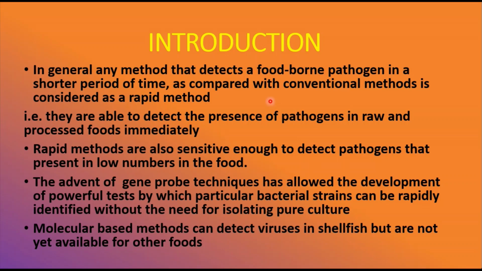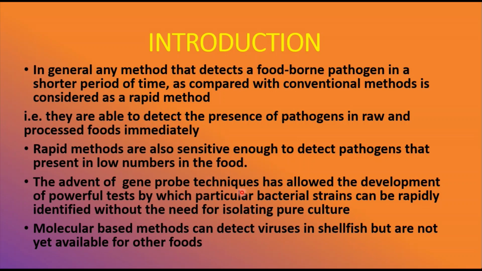In general, any method that detects a foodborne pathogen in a shorter period of time as compared with the conventional method is considered a rapid method. That is, they are able to detect the presence of pathogens in raw and processed food as early as possible. These rapid methods are also sensitive enough to detect pathogens which may be present in low numbers in the food sample.